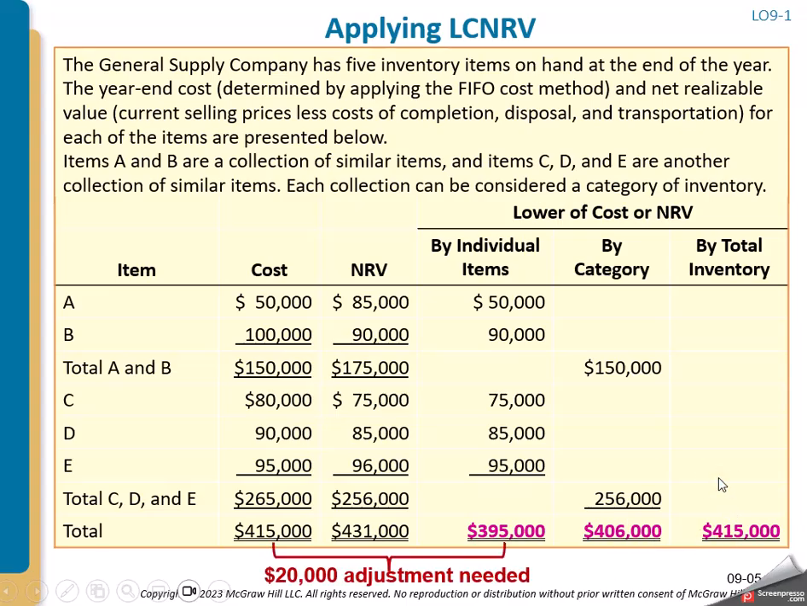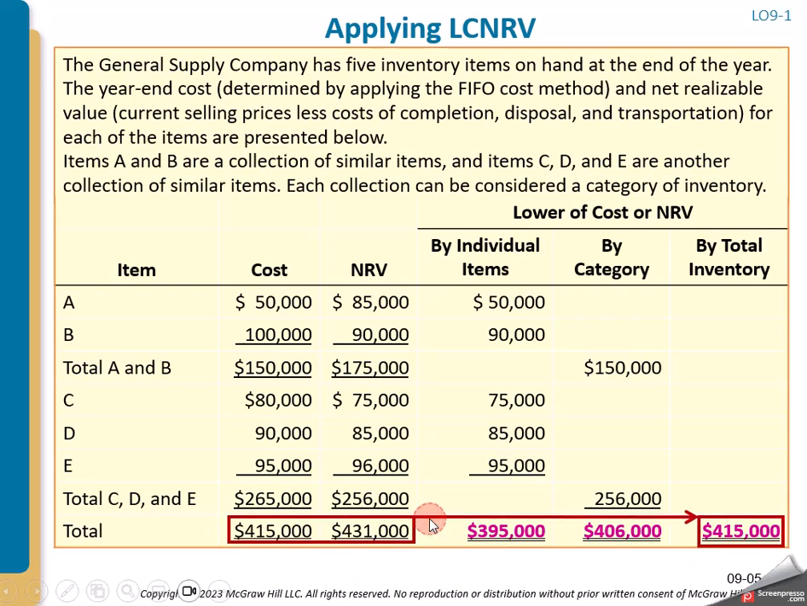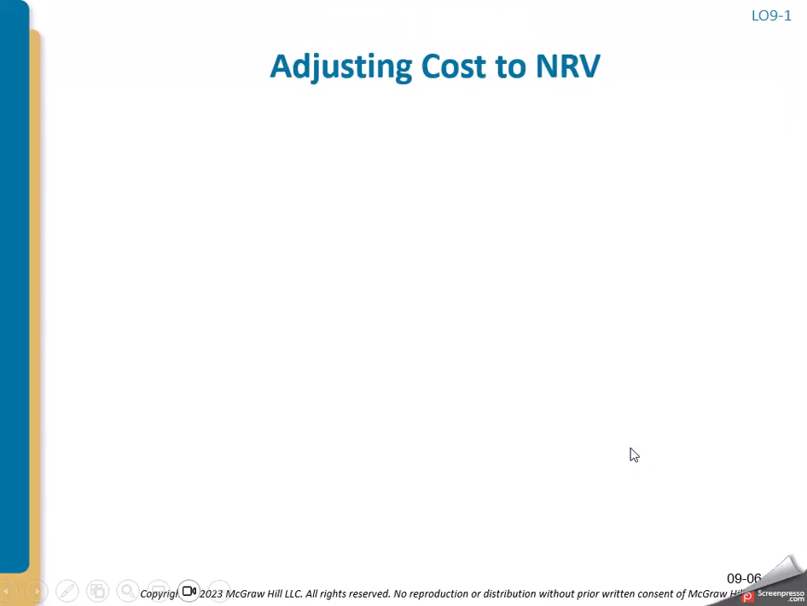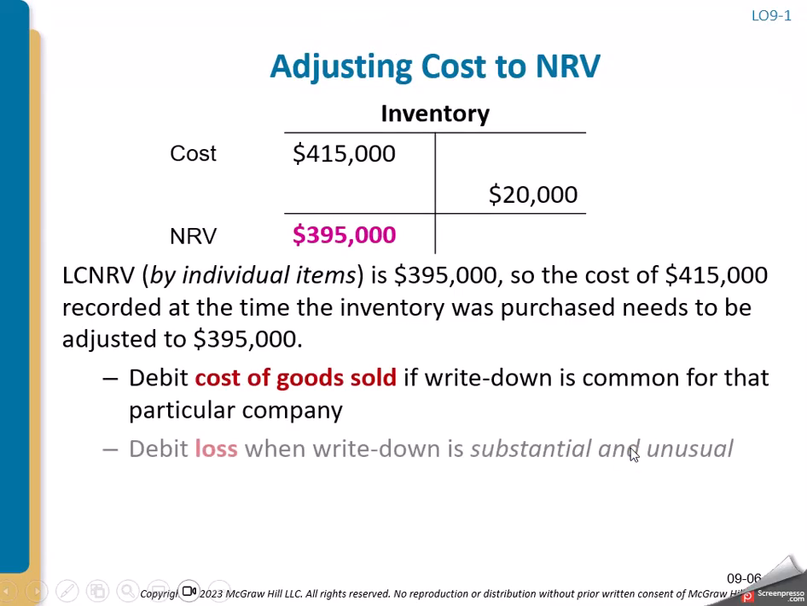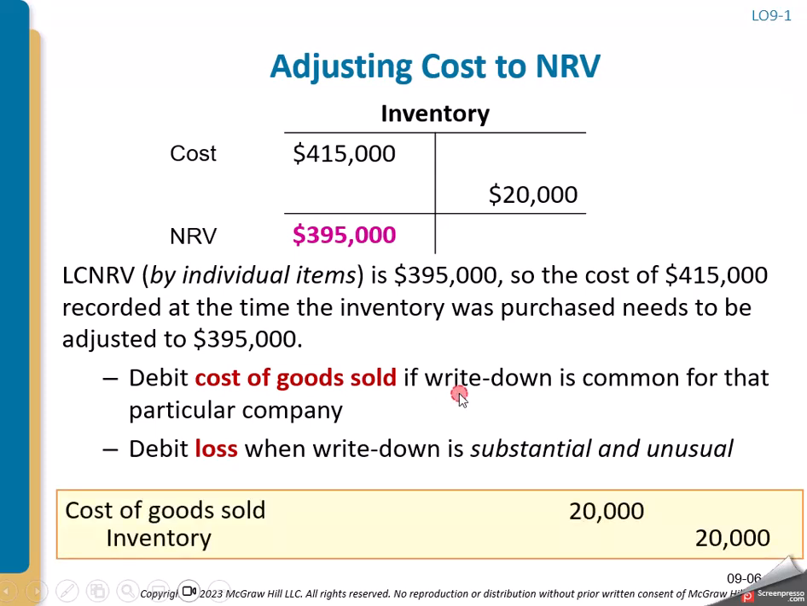So if we did it by individual items, we'd have a $20,000 adjustment. If we did it by the total, it would be fine. So it's 415,000. We would just leave it at 415,000. So we wouldn't even need an adjustment. But if we did it by individual items, and we needed to bring that inventory down, we're going to credit our inventory and then debit our cost of goods sold. So that is our journal entry.